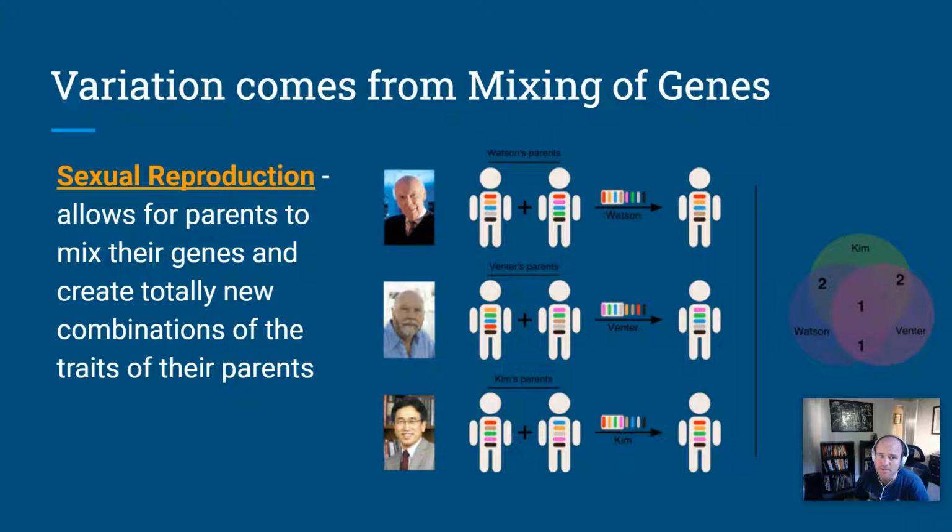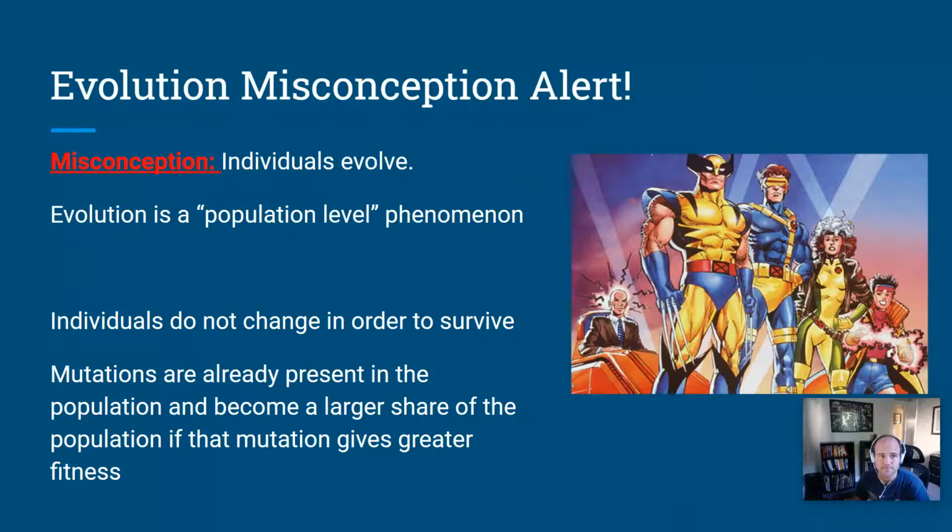And another form of variation comes from sexual reproduction. When two parents mix their genes, you're taking half from mom, half from dad, and creating a brand new combination of those traits. And so this allows for way more variation as well. We're not just relying on random mutations to suddenly create new traits, but also this reshuffling of the deck to create new combinations where a combination of multiple genes may provide better fitness.